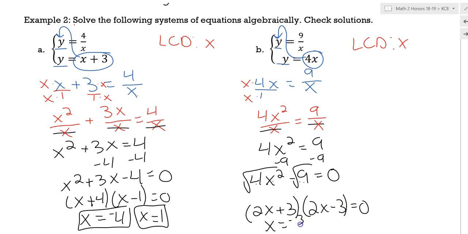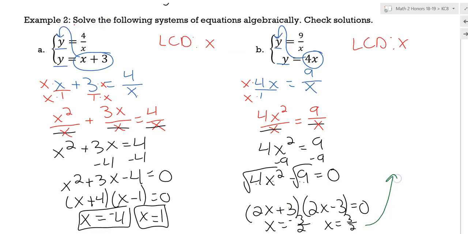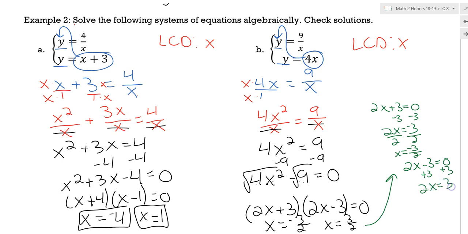So then x equals -3/2 and x equals 3/2. If you need this work shown, that comes from 2x plus 3 equals 0, so 2x equals -3. Same thing for this one: 2x minus 3 equals 0, so 2x equals 3, divide by 2.